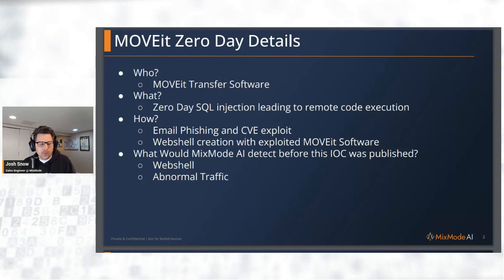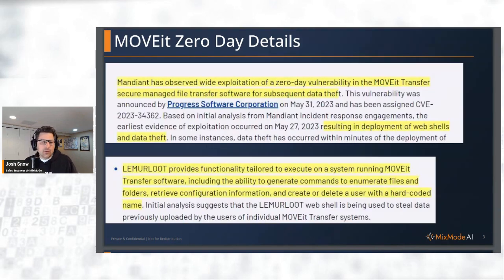extort data. What would MixMode detect before the IOC was published? The two things that I really see are a web shell through an HTTP beacon and some abnormal traffic. So before any CVE is released, before any details, what are the things that MixMode AI would detect? Okay, so let's get into some of the details. MOVEit Transfer software with a subsequent data theft resulting in deployment of a web shell and data theft.